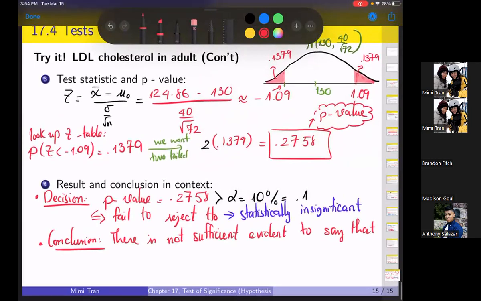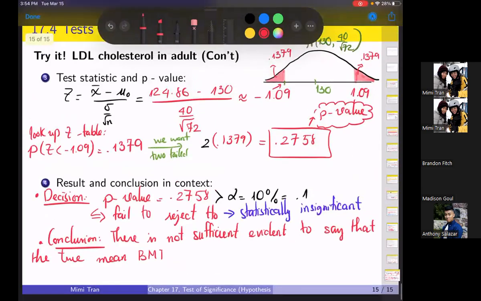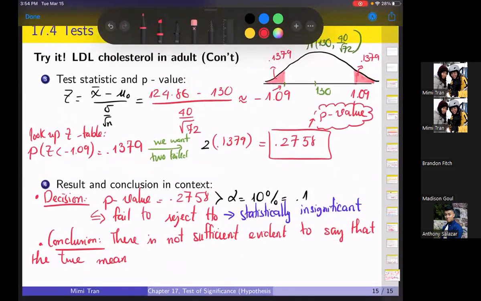Now I come to the context. Make sure you got the context right. Now the parameter. The parameter is the true mean or population mean. Pick your vocabulary: true mean. Now the context. Not BMI, I remember the last one: LDL cholesterol.